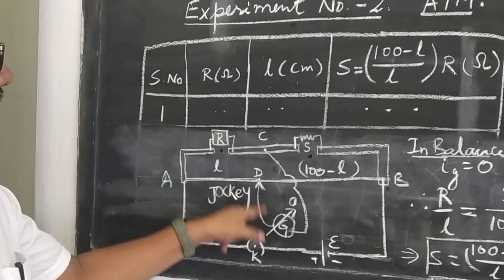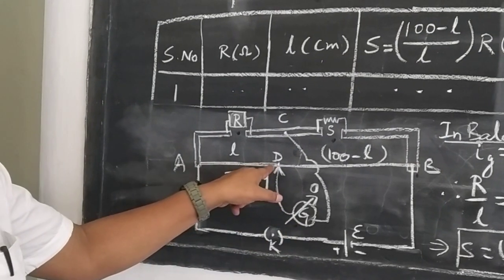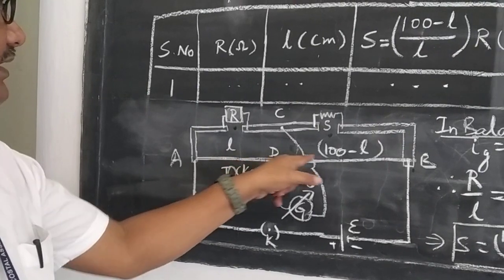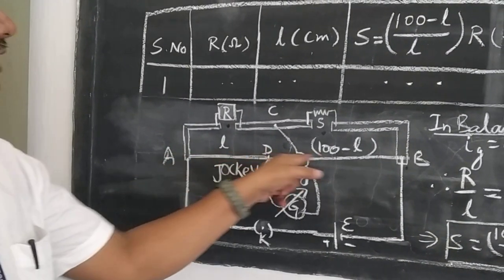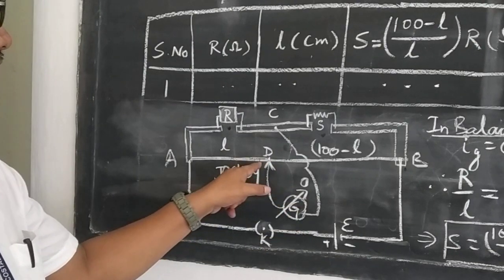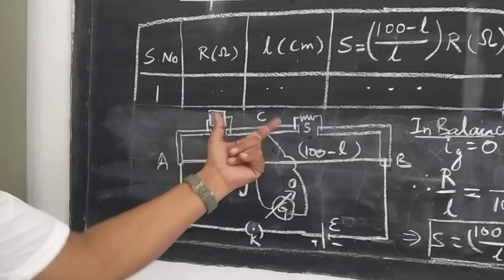And there is a jockey from C to D, connected through the galvanometer, and this jockey point is a movable point. D is a variable point. We can slide it on the wire AB to get zero deflection in the galvanometer. This length is L and we get the value of S.